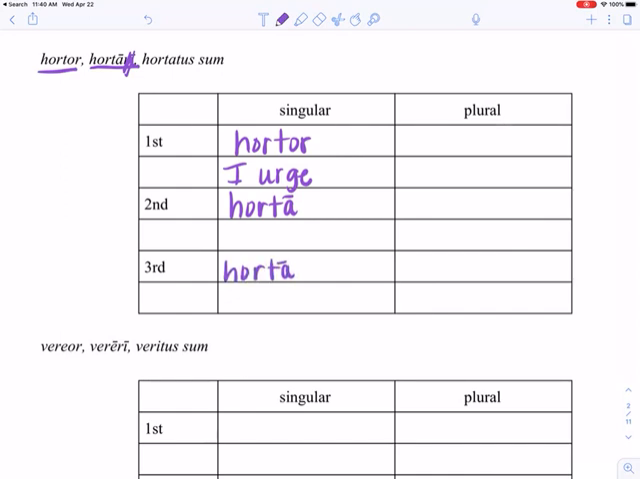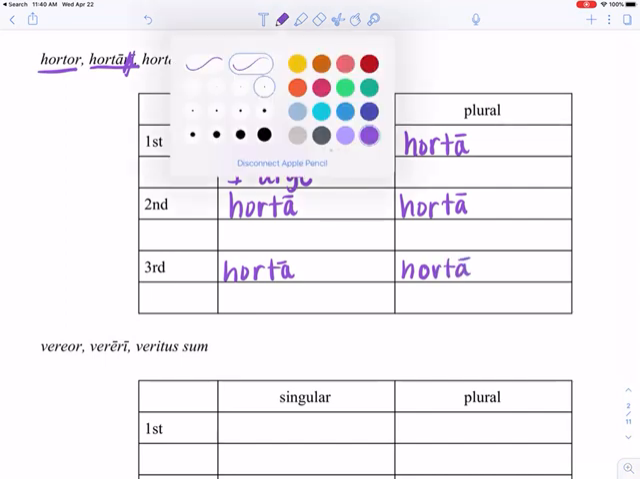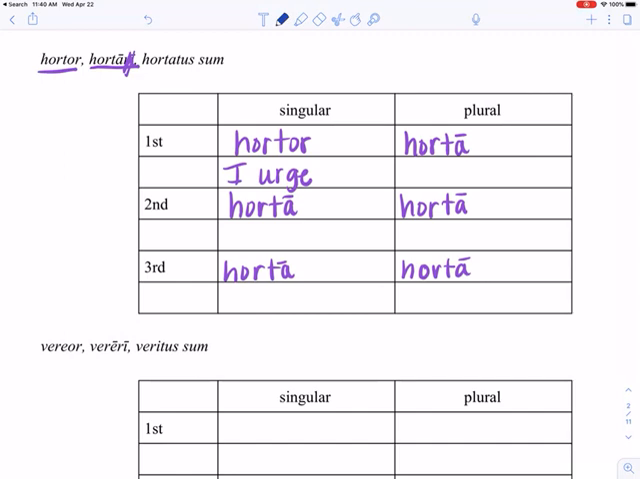Okay, and I'm going to go put my stem in all my places. I'm going to do with you guys what I've been doing with the Latin 1 kids. And for my endings, I'm going to use a different color. Let's go with that one. So for second singular, we're going to add ris, and so this is you urge. For third singular, we're going to add tor for hortator, and so this is he, she, or it urges.